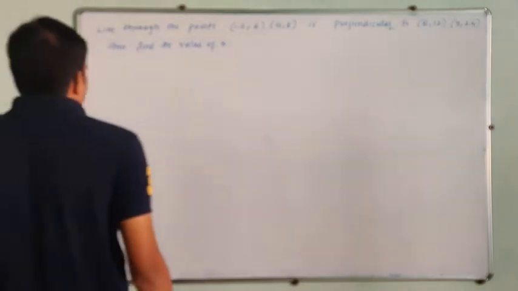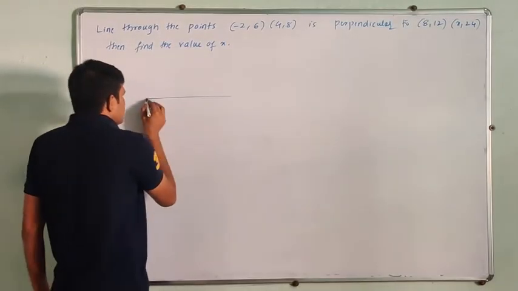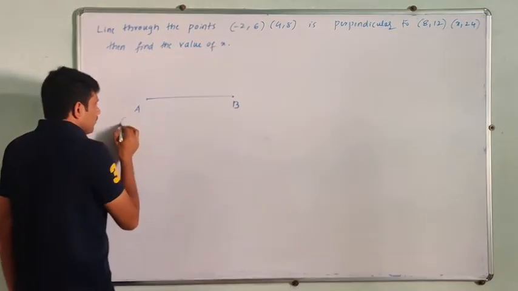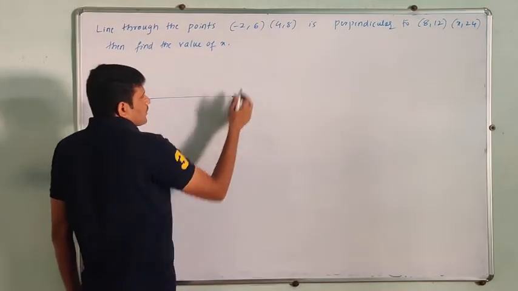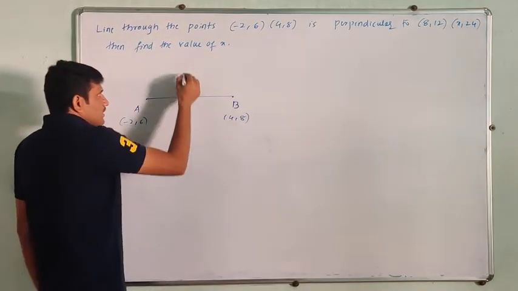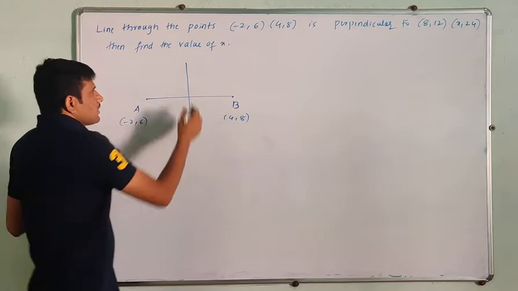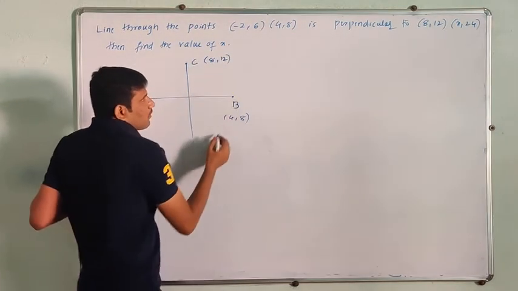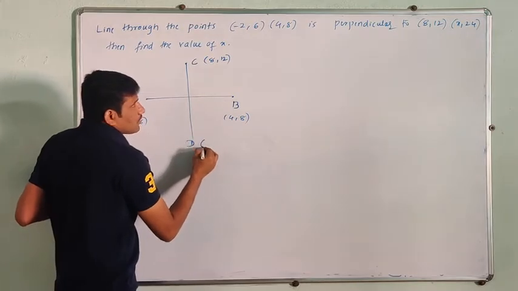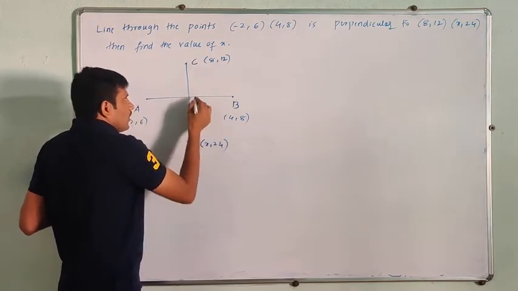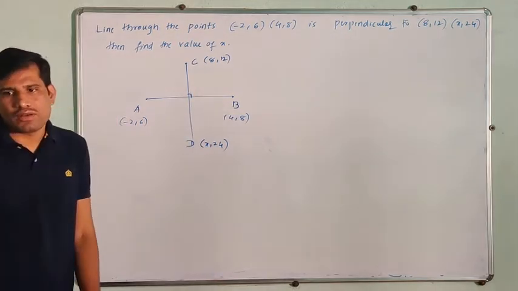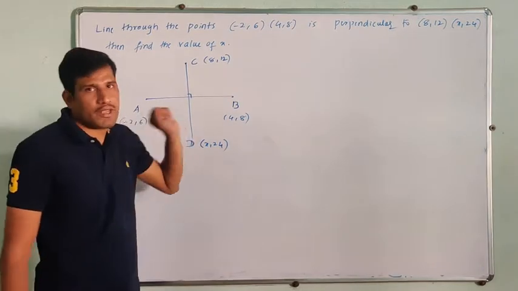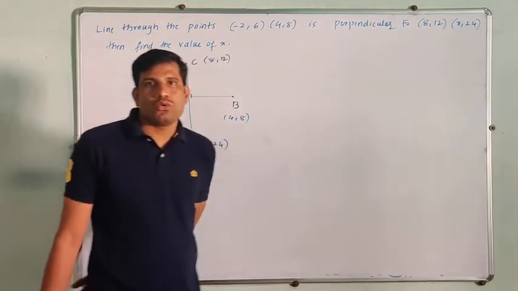See students, there is a line passing through, let us say, A and B. The coordinates of A are minus 2, 6 and the coordinates of B are 4, 8, and this line is perpendicular to, let us say, line CD. The coordinates of C are 8, 12, and the coordinates of D are x, 20. Now these two lines are perpendicular, as given. So the line through the points minus 2, 6 and 4, 8, that is line AB, is perpendicular to the line CD.